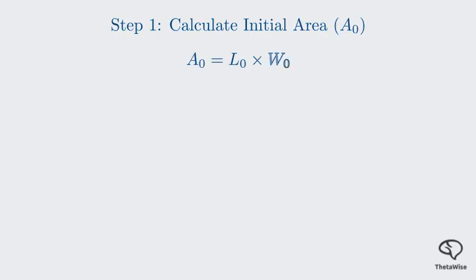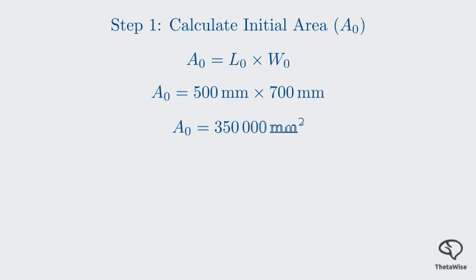A0 equals L0 times W0. This is 500 millimeters times 700 millimeters. Calculating this gives us an initial area of 350,000 square millimeters. It's good practice to convert this to square meters right away to avoid large numbers and work in SI units, as is implied by the coefficient of linear expansion's unit of inverse degrees Celsius.